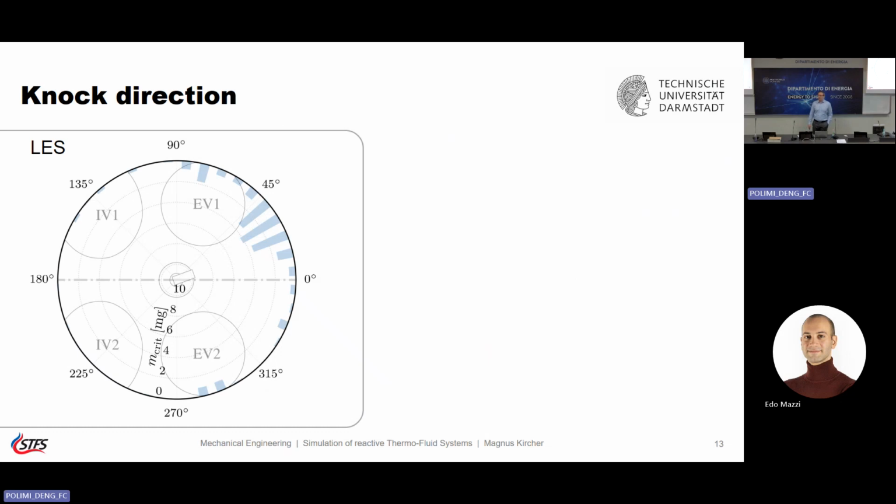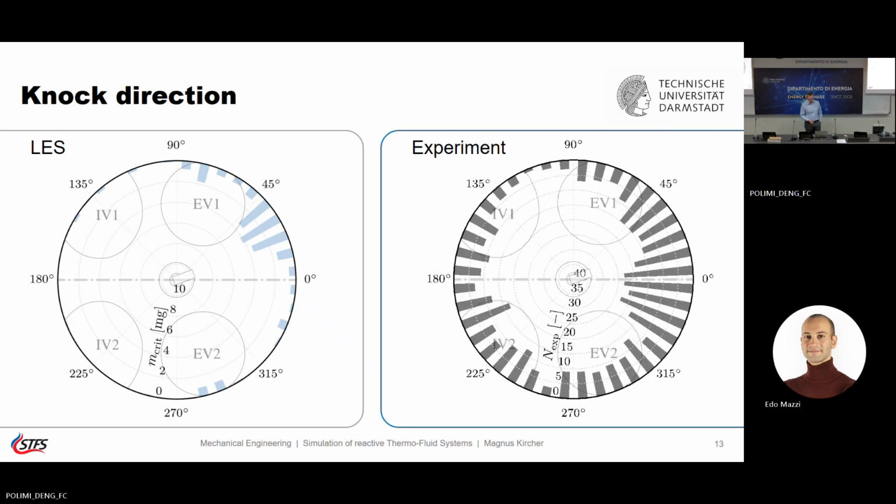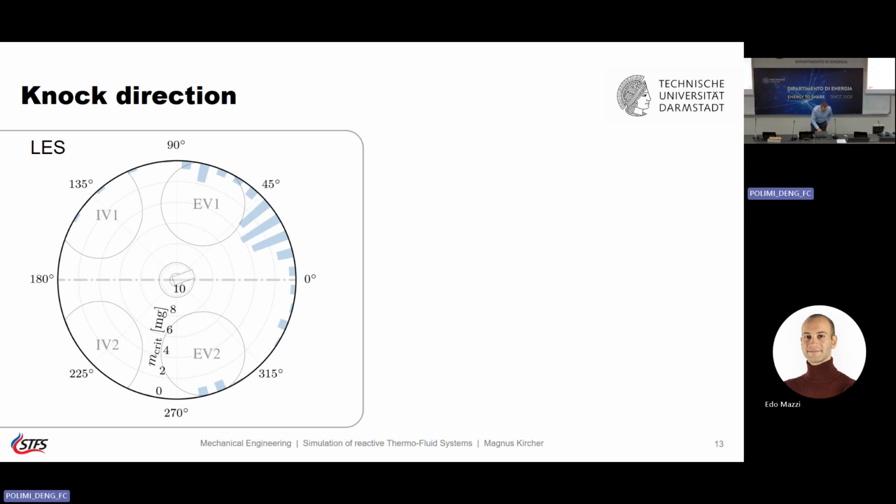Similarly, for the LES, I divided the cylinder in 40 wedges. And now what is plotted here is the critical mass binned to these 40 wedges, first shown for one LES realization. And now if I overlay this for all, the video is not playing. Let's try it this way.